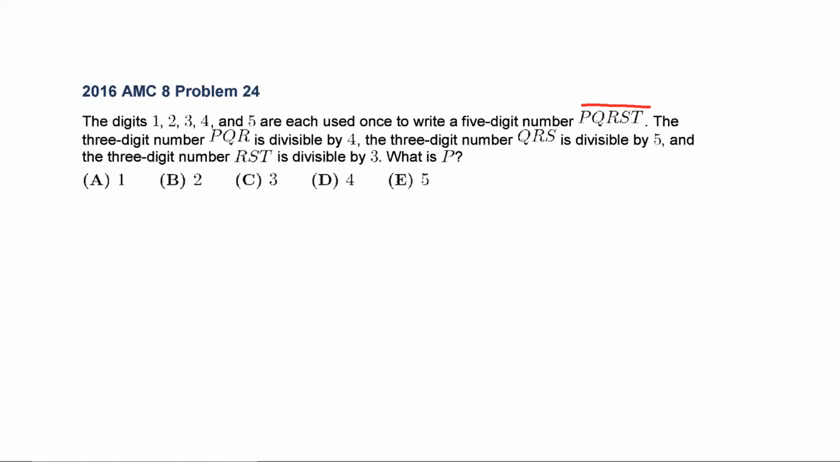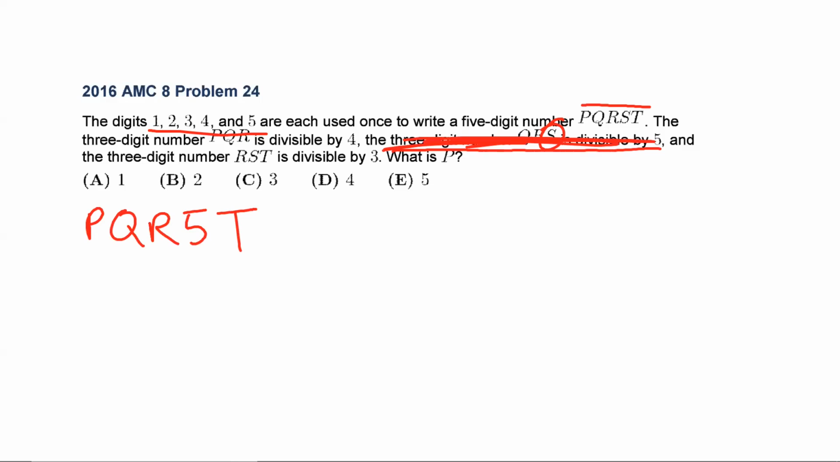So you have to use 1 through 5. And note that they say the 3-digit number QRS is divisible by 5. And the only way something can be divisible by 5 is if it ends in 0 or 5. So right away, you know that S is 5 because you don't have a 0. P, Q, R, 5, T. So once you've used this piece of information, you can actually just delete it from your mind because you already know that S is 5.